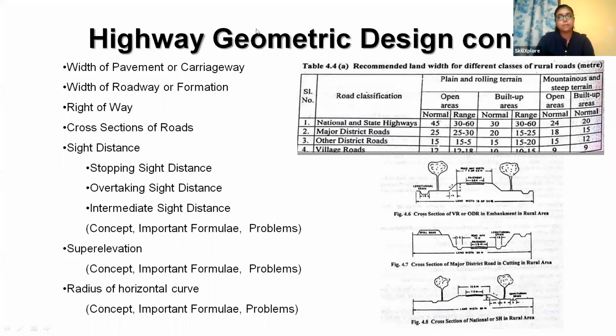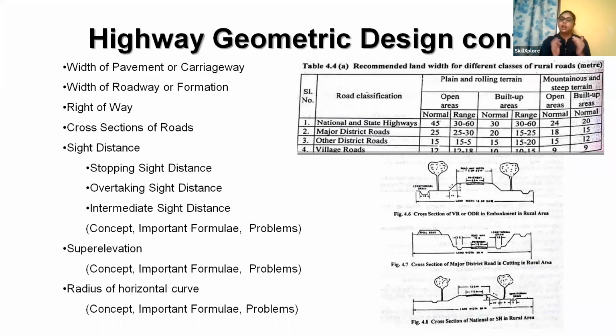And the next important point is sight distance. In this area, repeated questions are normally asked. The major three sight distances are stopping sight distance, overtaking sight distance, and intermediate sight distance. Stopping sight distance. First we will see what sight distance itself is. Sight distance means if you are traveling in a pavement, how much distance is visible in front of you for safely stopping the vehicle. That is known as stopping distance.